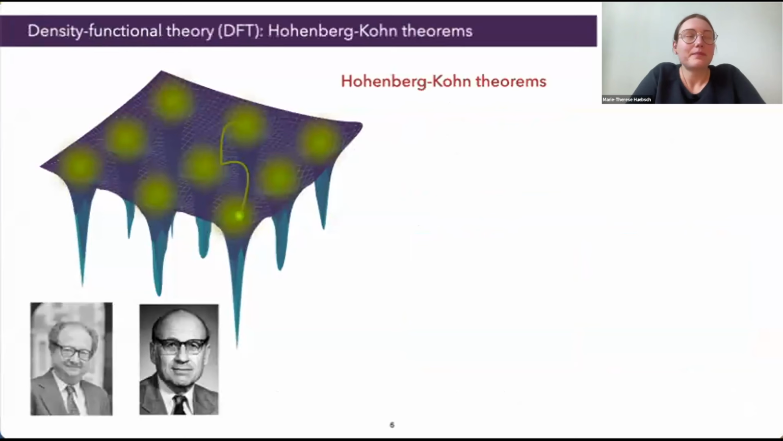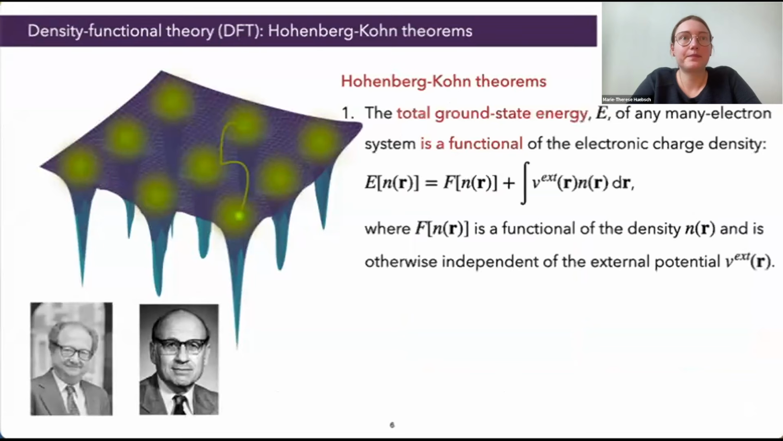Now, what is this different strategy? It is called density functional theory, and it is based on two theorems. The first Hohenberg-Kohn theorem says that the total energy E of any many electron system is a functional of the electronic charge density. So in other words, E is a density functional. Here, F does not directly depend on external potential. So recall that the external potential includes the ions and any applied field. F only depends on the electronic density. Okay, again, the total energy is a functional of the charge density. That is the first theorem.